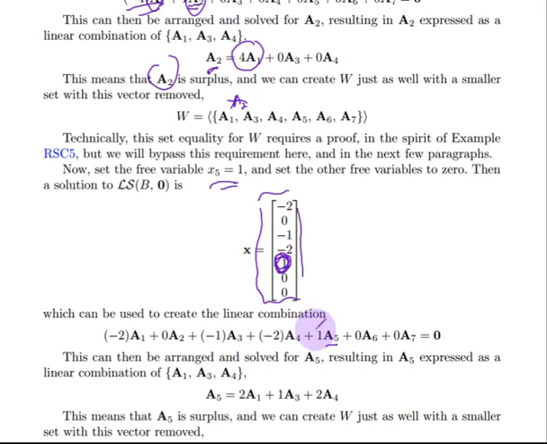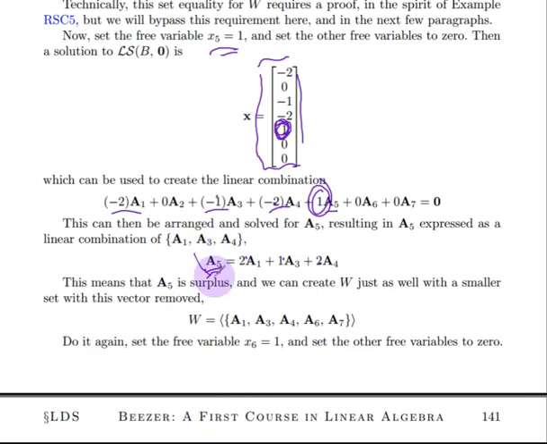Now, because A5 has a non-zero coefficient, I can express A5 as a linear combination of the other columns. All right, what have I done? I've just taken all the other columns and moved to the other side. This minus 2 becomes a plus 2. This minus 1 becomes a plus 1. This minus 2 becomes a plus 2. I have A5 as a linear combination of the other columns. So what does that mean? That means A5 is unnecessary in my linear combination. So notice that A5 is now gone.